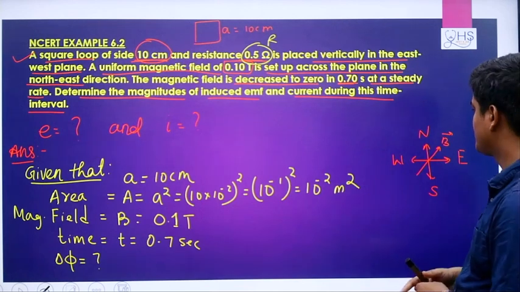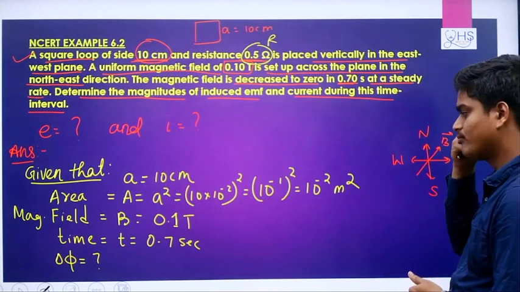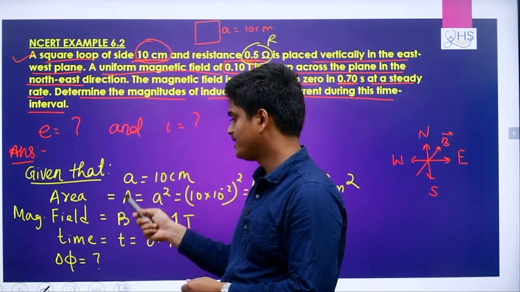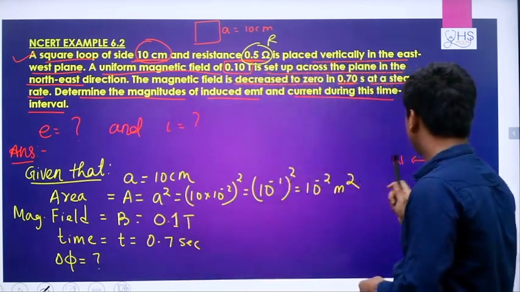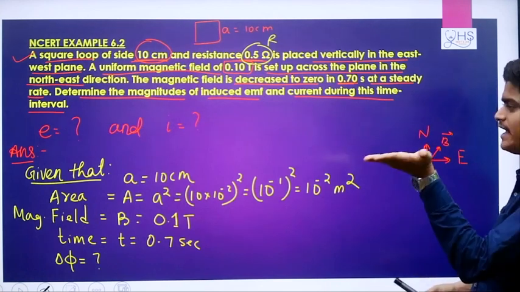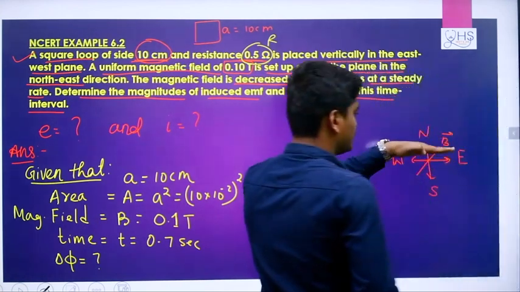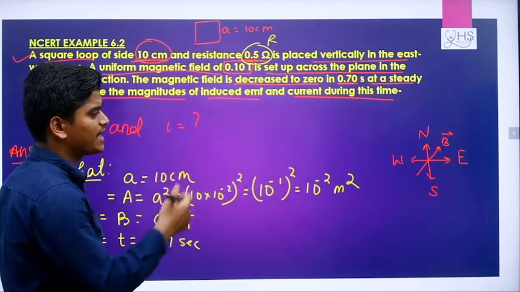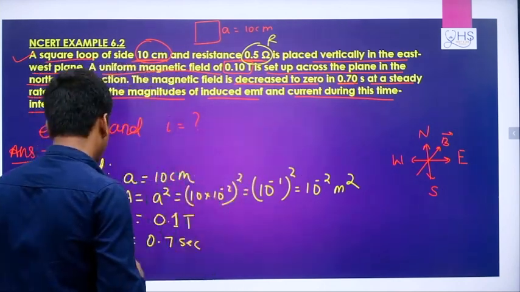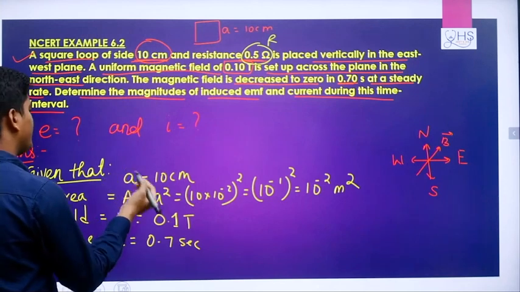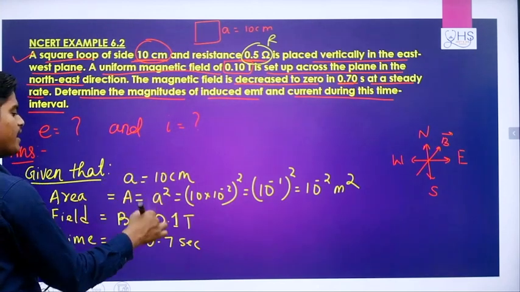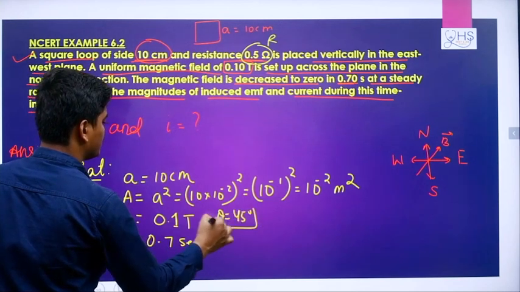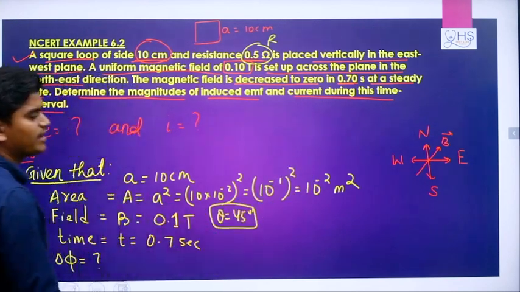So I hope you understand the data given here. Now to find the flux, you need the magnetic field, area, and the angle between B and A. See here, the area they are saying is going vertical like this, and the magnetic field is in the northeast direction, which means theta will come 45 degree.